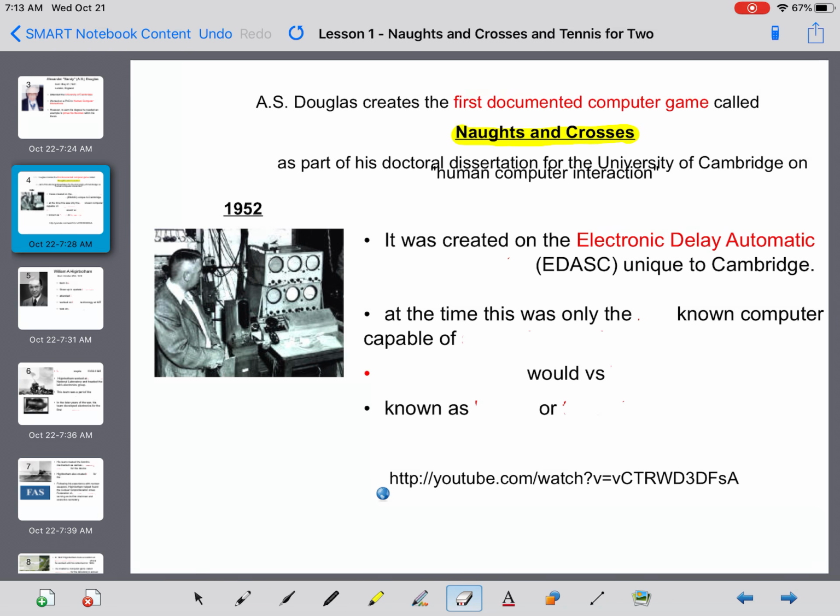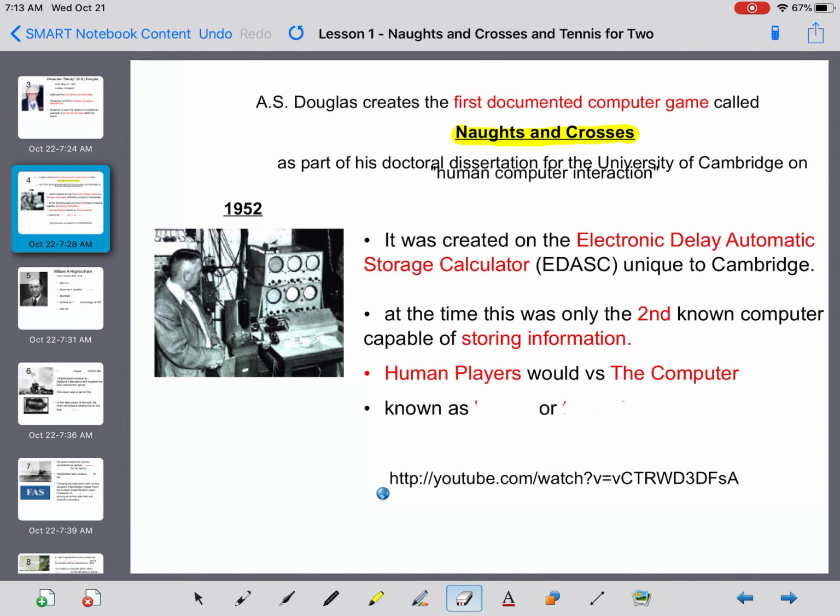It was created on the electric delay automatic storage calculator, also known as the EDSAC. This was a computer that was unique to Cambridge University. At the time, this was only the second known computer that was capable of storing information. Only the second known one in the world.